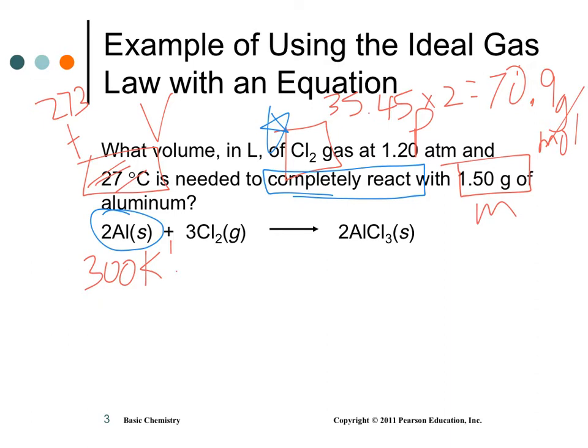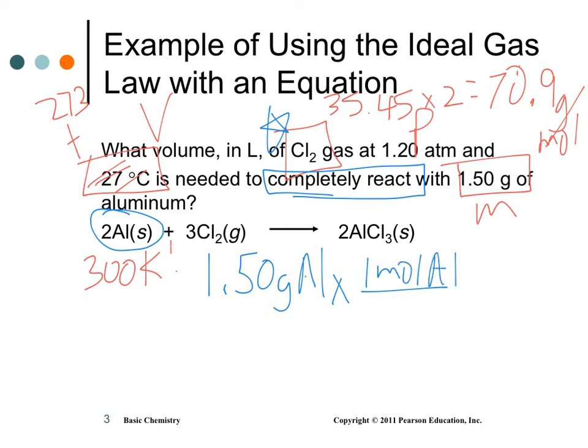So let's go ahead and take a look at the moles of aluminum. So 1.50 grams aluminum is, let's figure out 1.5 grams. So I got 1 mole aluminum. All right, again, nothing here is going to be surprising. All we're doing is combining problem solving.